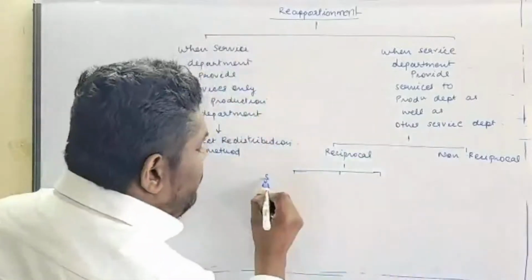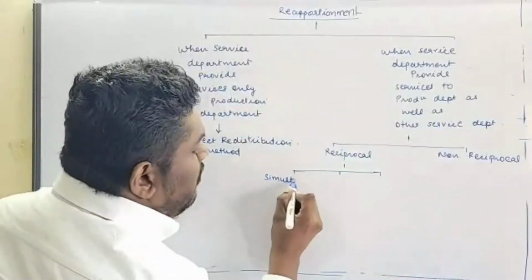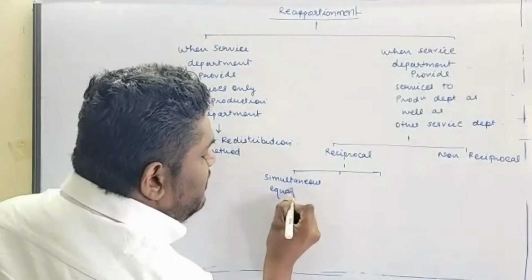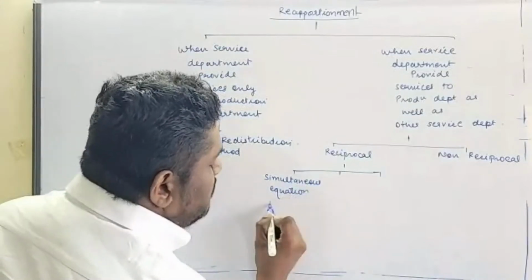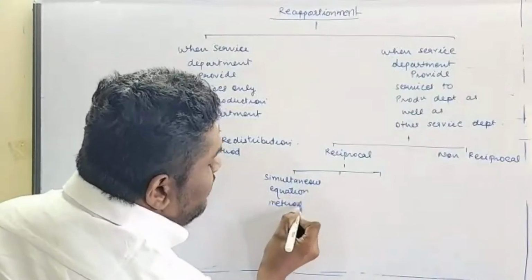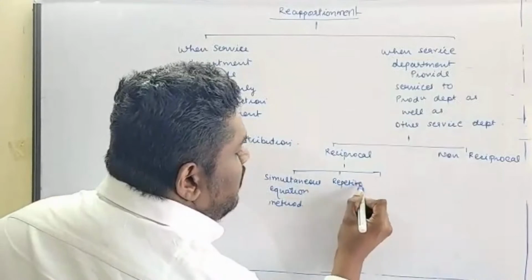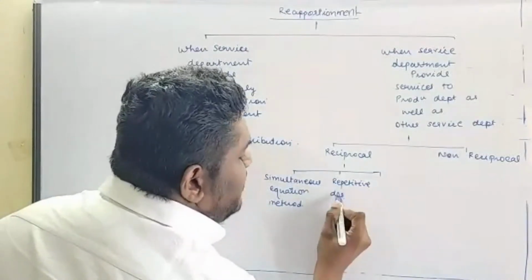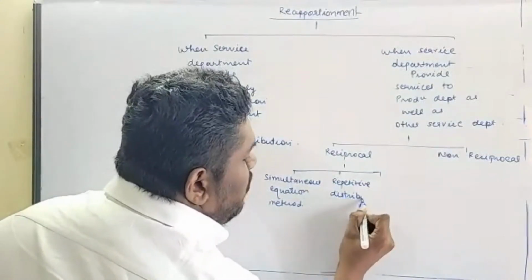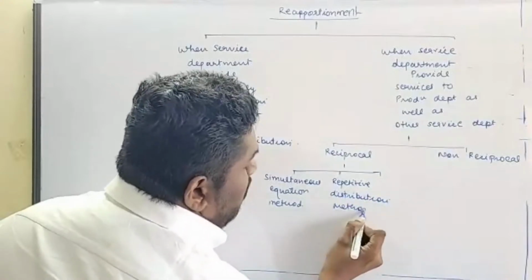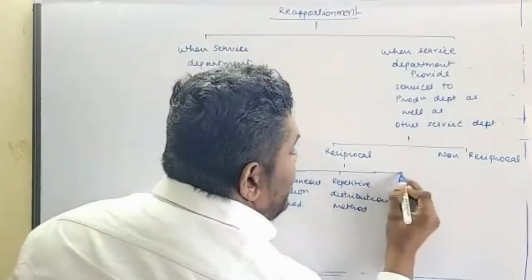That is, the first way is the simultaneous equation method. Second is the repetitive distribution method. And the third one is the trial and error method.